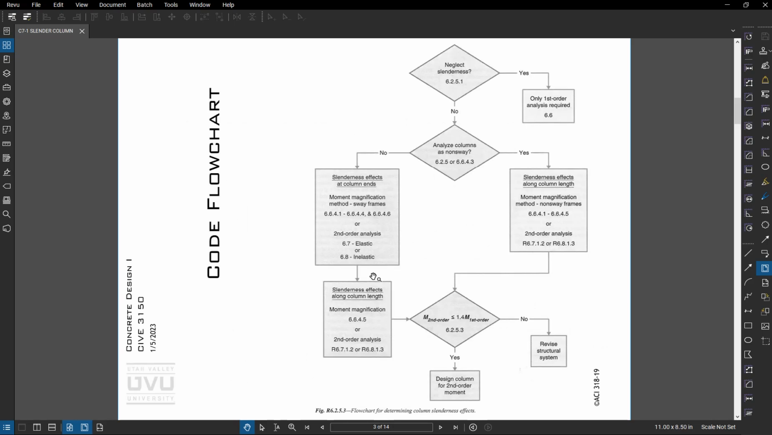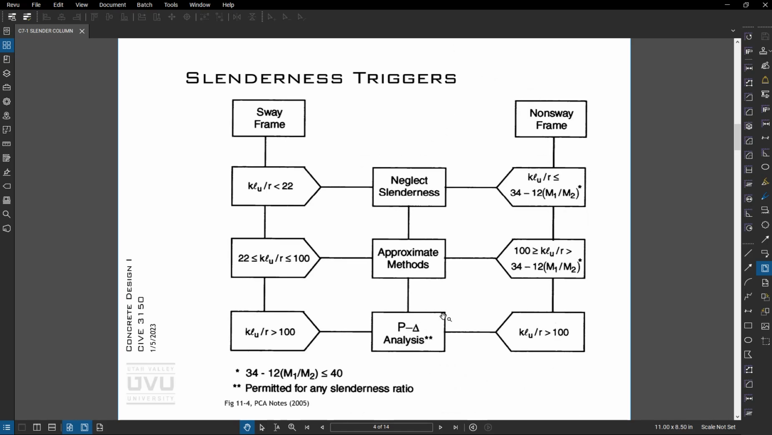And so jumping into this flow chart, this is out of the ACI code. It basically walks you through when we need to look at slenderness, whether we have a non-sway or a sway frame, how we manage that, what the results are. There's a limit to how much the second order or the magnified moments can be over the original. And anyway, so let's get into this a little bit more.